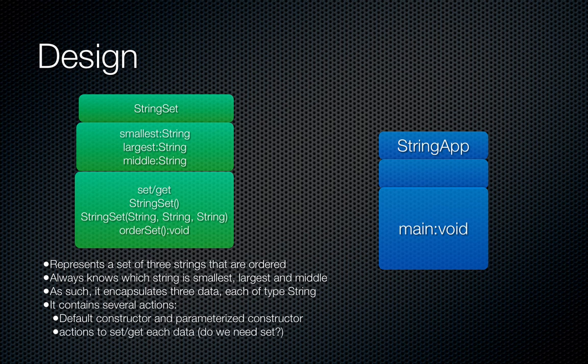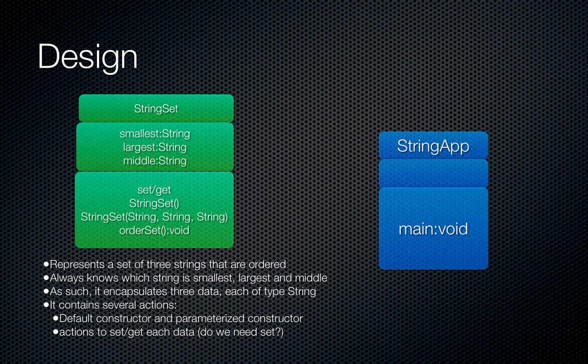The second action we have is the set and get for each variable. So each class variable, like the smallest, largest, and middle that I define here, we need to create the set and get in order to encapsulate the field and provide an interface to whoever is using this class so that they can access it. In this case, do you think we need set?